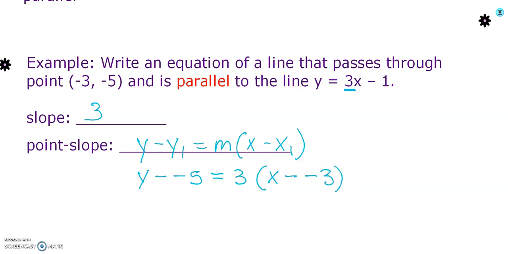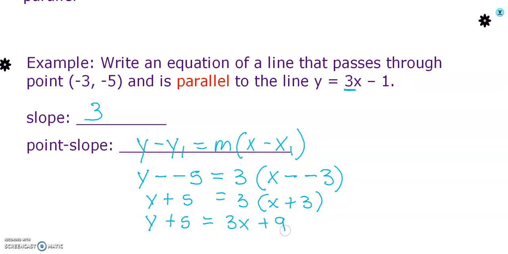Before we distribute, we clean up those double negatives. So we'll have y plus 5 equals 3 times x plus 3, and then we distribute. Last, we're going to subtract 5 on both sides, and we'll get y equals 3x plus 4.